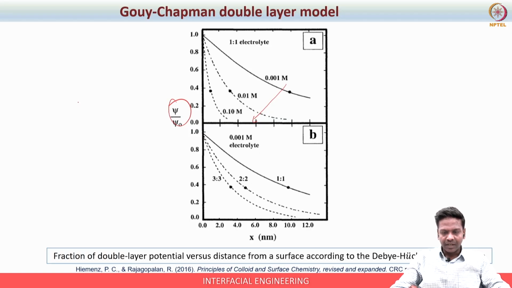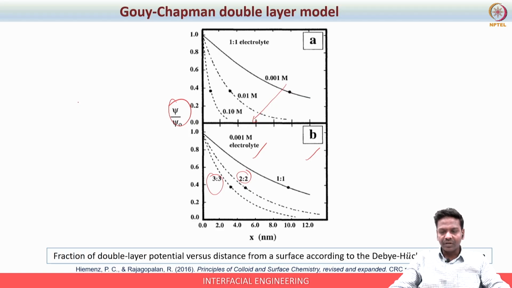So on the other hand, in the case of figure B, you can see that for different electrolyte types, let's say you have 1:1, 2:2, 3:3, and keeping the electrolyte concentration also the same, you can show that the fraction of double layer potential varies across the surface. Okay. So this can be explained based on the equation that we have.